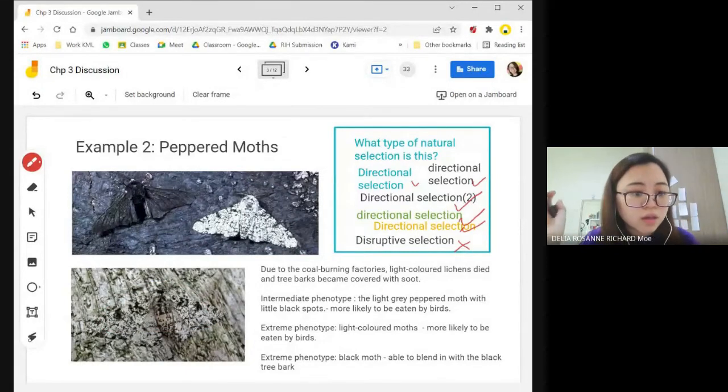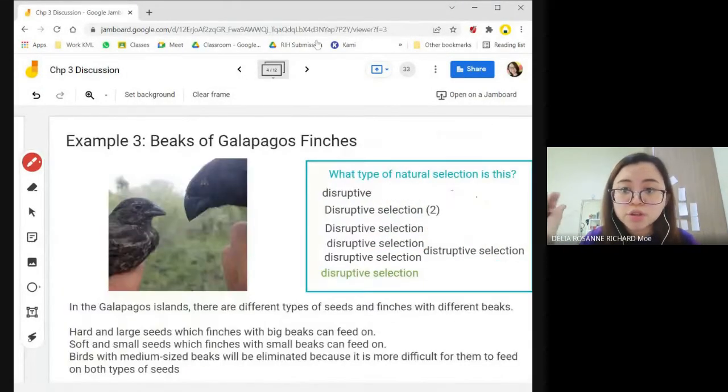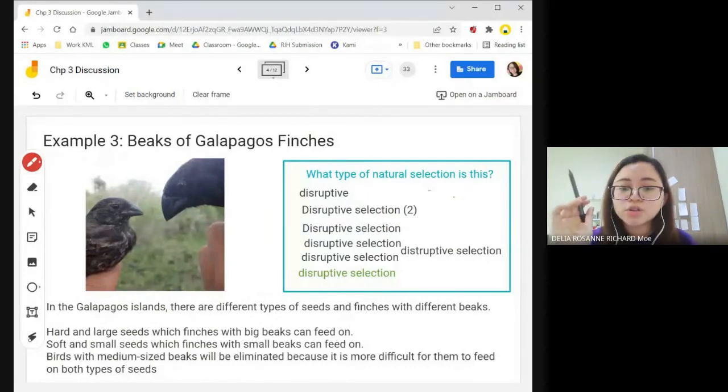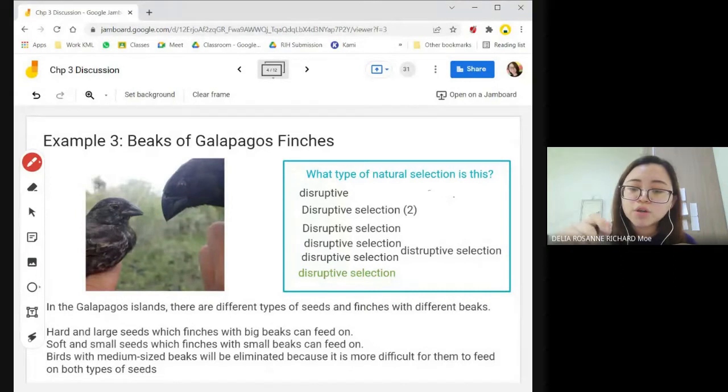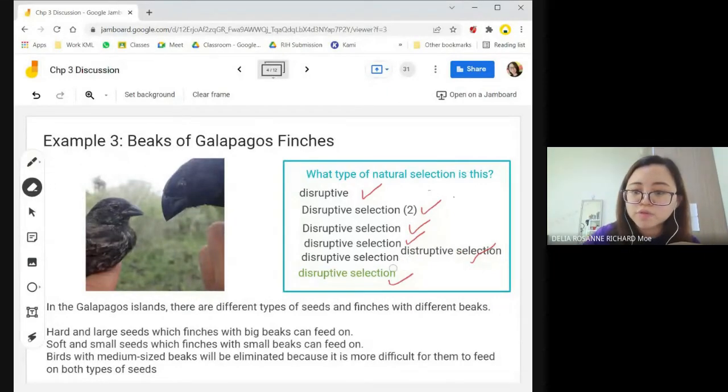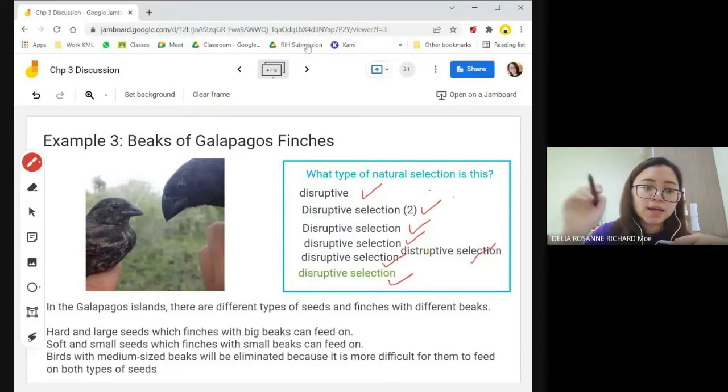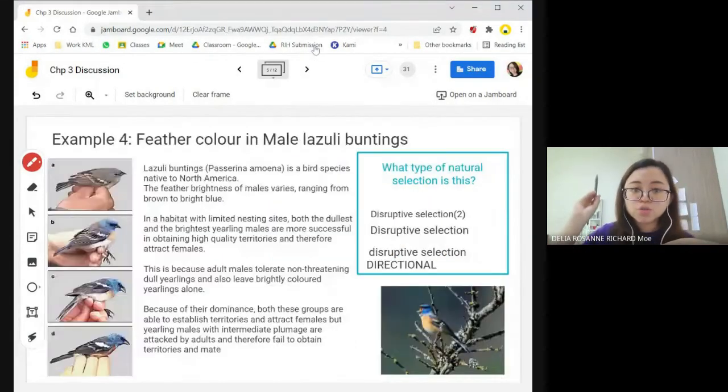Okay, and then I'm going to move on to example number three. For example number three, this is also in your lecture notes. The only difference is I choose a different picture. This is talking about the beaks of Galapagos finches or birds that are on the Galapagos Islands. Because of the different availability of food, this leads to disruptive selection in the finch populations. So bagi yang jawab disruptive selection, semua betul. Good job. So far, okay kan? I'm gonna move on to example four.